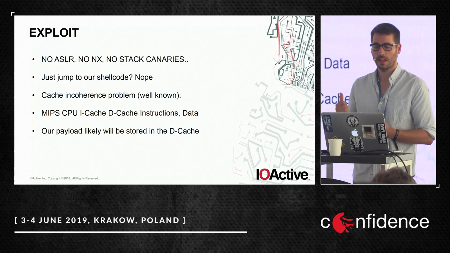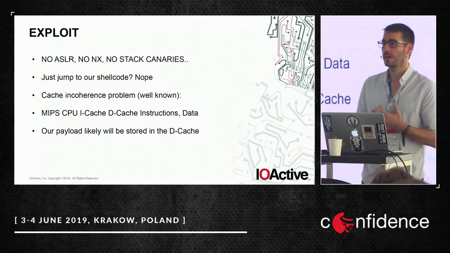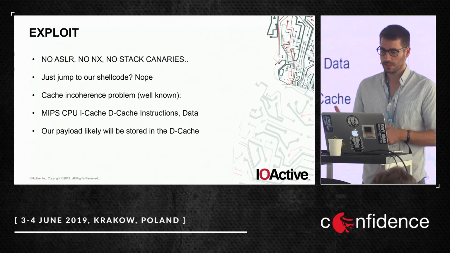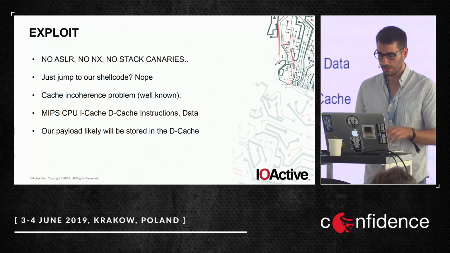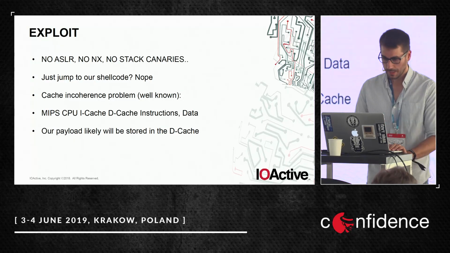So for the exploitation, this embedded OS, like many other embedded operating systems, has no exploit mitigations such as ASLR, NX, stack canaries, and stuff like that. So we could think, okay, we just need to jump to our shellcode and that's it. But no, because in this case we are dealing with MIPS exploitation, and there's one well-known problem in MIPS exploitation, which is the cache incoherence problem.